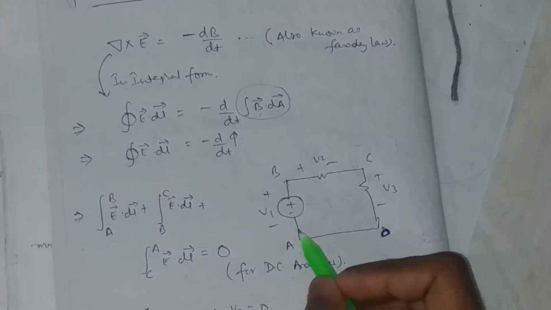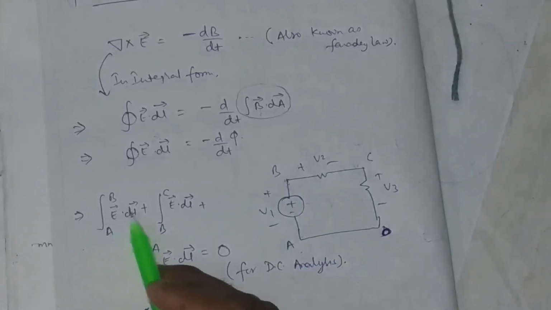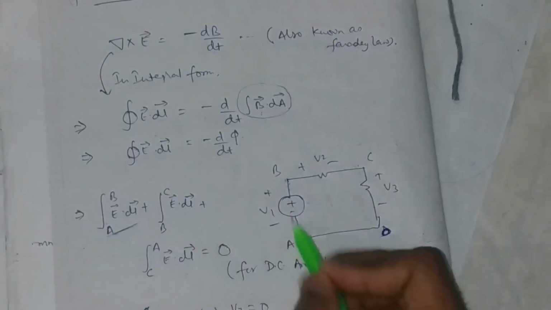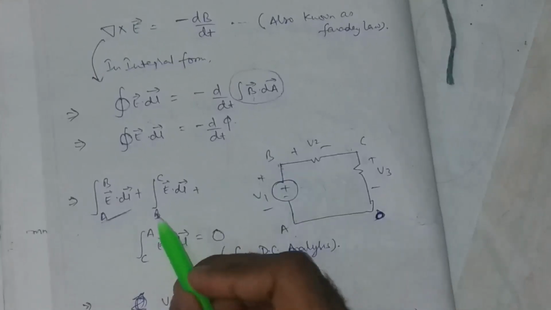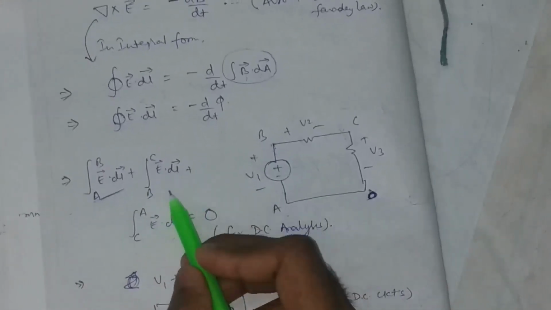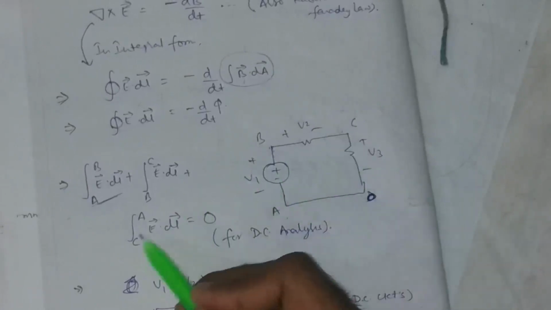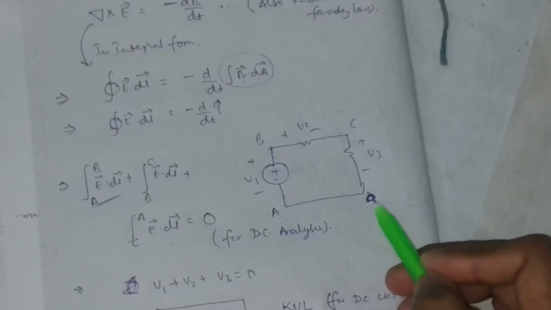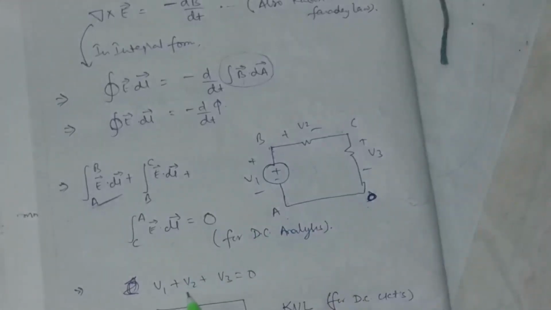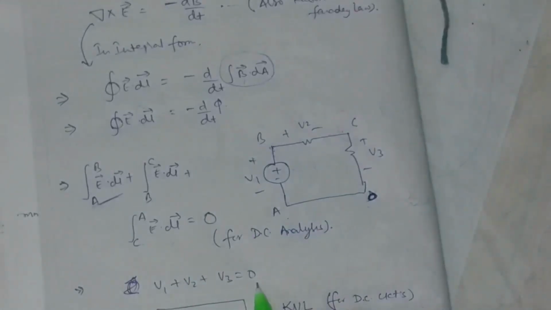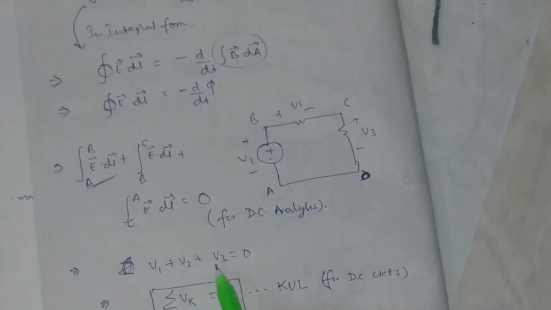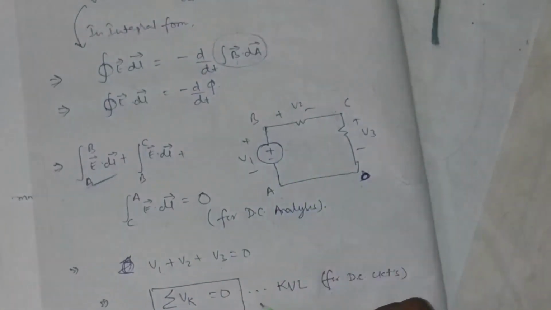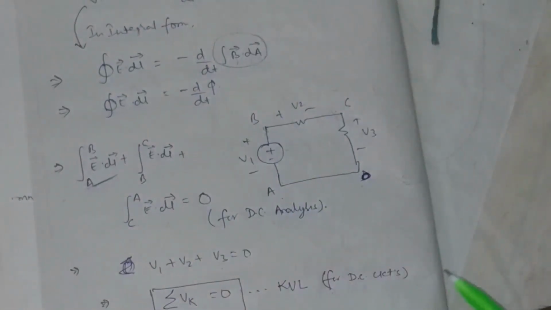So now we can write that the integral of E dot dl from A to B is V1, because this indicates the voltage between A and B. Similarly, this integral represents the voltage across B and C, and this indicates the voltage across C and A. So V1 plus V2 plus V3 equals 0. And now, in general terms, we can write that the sum of voltages along any closed loop is equal to 0, and thus we derive KVL for a DC circuit.